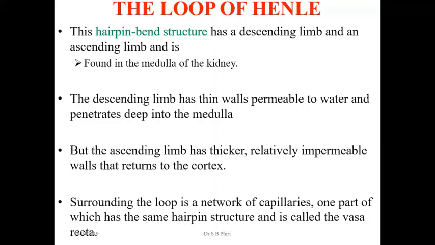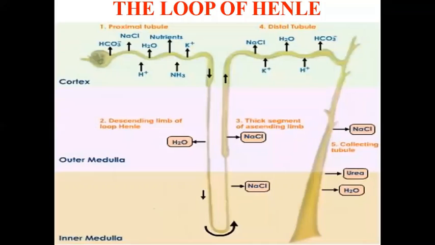Then what is surrounding the loop of Henle? You have a network of capillaries. These are called vasa recta, like you've already explained. Okay, so this is the part of the kidney nephron that I'm now explaining. We've discussed the proximal convoluted tubule, and we are moving down the loop of Henle. It has two parts, the descending part, which is thin, and the ascending part. In the ascending part, you have the thin and thick ascending parts of the loop of Henle.